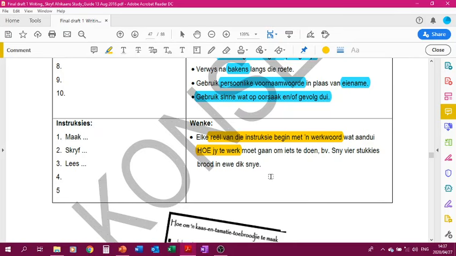So do you see what I mean when I say it's easier if you stick to starting with the verb rather than doing your own thing? Because if you do your own thing without the verb, then you might end up giving a hint instead of an instruction. And we're asking for instructions en nie wenke nie.